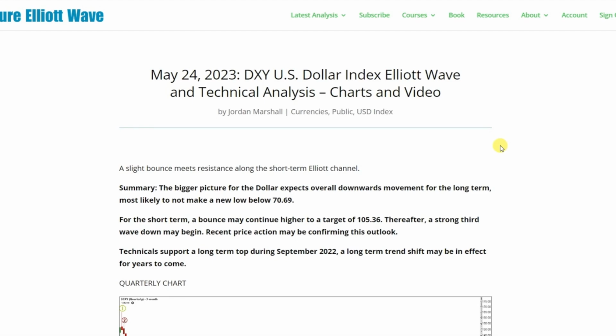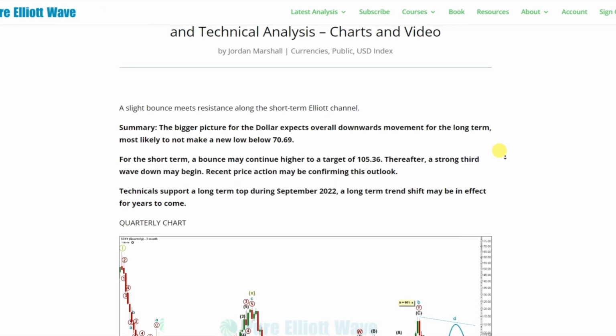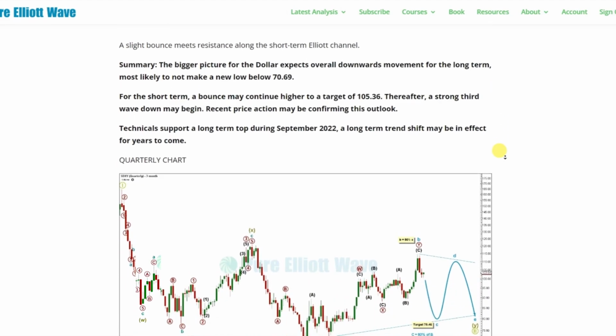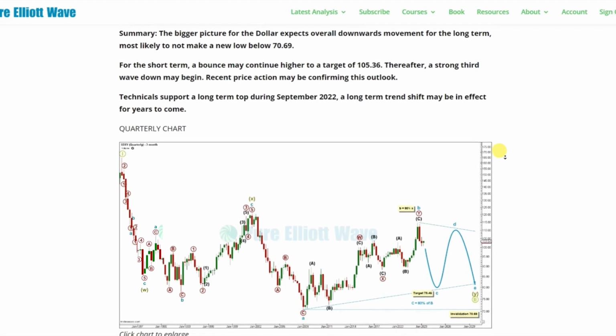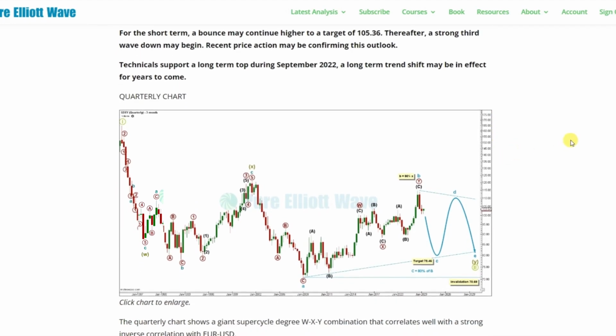Our analysis is expecting the dollar to move overall downwards and most likely not make a new low below 70. For the short term, we're expecting a bounce to a target of 105, and then after that, a strong impulse downward may begin. That said, let's get into the quarterly chart here.